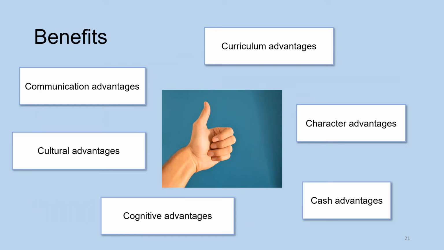Colin Baker came up with 6 benefits bilingual speakers may have. They have communication advantages since they have literacy in 2 languages. They have cultural advantages because they have 2 language worlds of experience. They may have cognitive advantages or thinking benefits, for example, in terms of linguistic creativity. Curriculum advantages refer to an increased curriculum achievement, and possibly they may even have some character advantages because of a raised self-esteem. And finally, they may even have some cash advantages since they have economic and employment benefits.